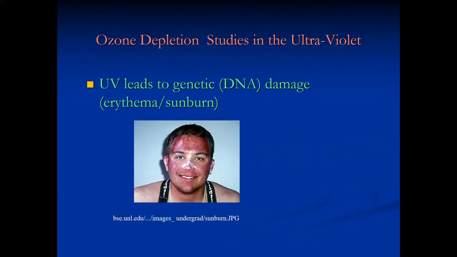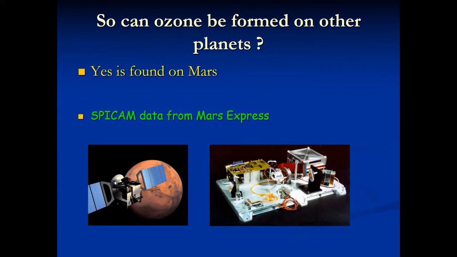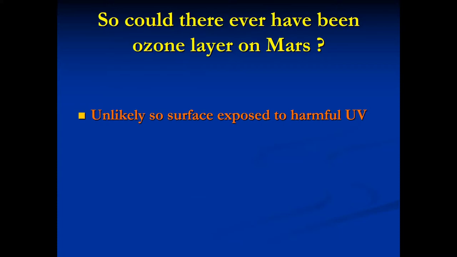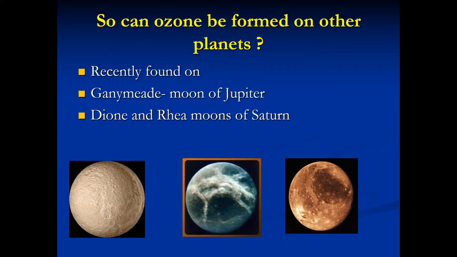Now, that means that life may not emerge. So people have been looking for ozone on other planets. Yes, we found it on Earth. It was first found on Mars by the Mars Express mission. We know it's there, and with the new Mars missions we'll be monitoring it, but it's very small. And indeed, in none of the models that we've got would it be possible to think there was ever an ozone layer on Mars strong enough to support life as we know it. So that's a problem.